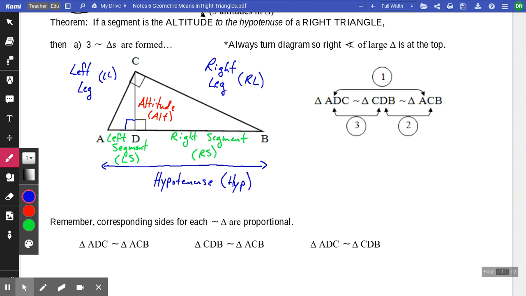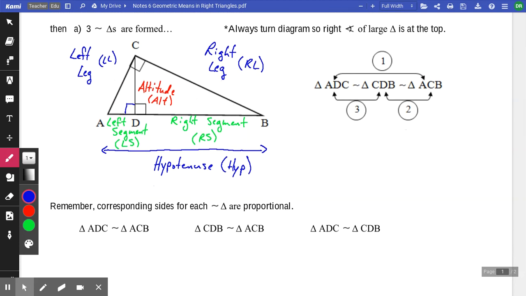Essentially, what we've done here is we've given every segment in the diagram a name. And so every triangle in this picture has a name for its side. So for this little triangle on the left, it has sides labeled as the left segment, the altitude, and the left leg. Even though this is technically the hypotenuse of the little triangle, we're going to reserve the name hypotenuse for this side down here. Okay, so something is going to happen now.